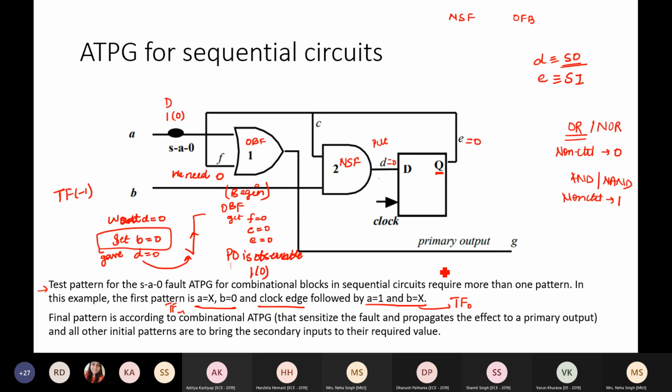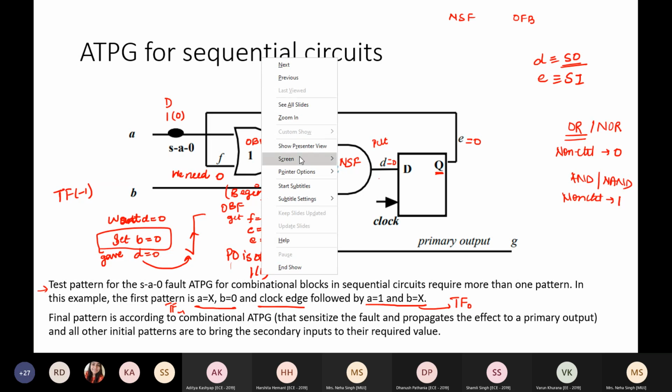इतना cycle चलाना पड़ा. ये तो बात हुई जब fault मेरी OBF पर हो, right? तो 2 test patterns लगे. Now it becomes a problem if my fault is at C.